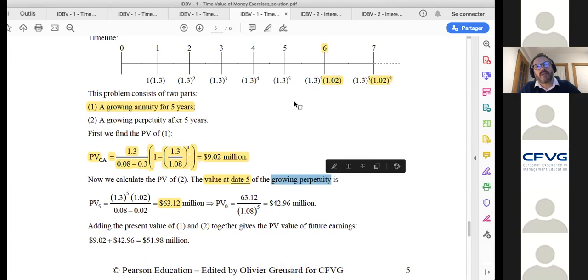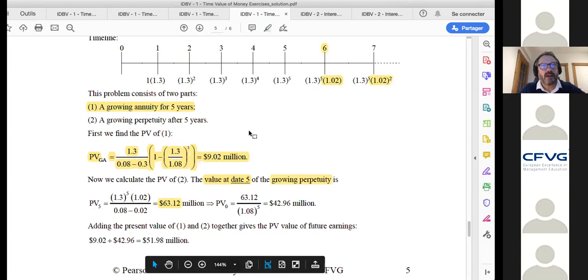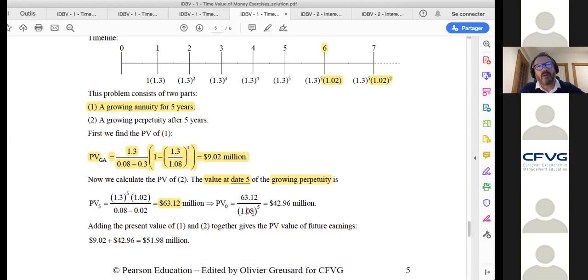So we are not finished, because we need to bring this value down to year 0 to be able to calculate the value today of the growing perpetuity. This is what we do here. We discount the 63.12 by 1 plus the discount rate exponent 5. And so we have the present value of the growing perpetuity.